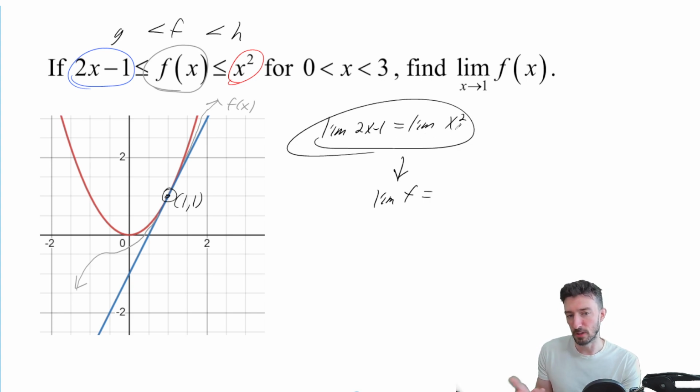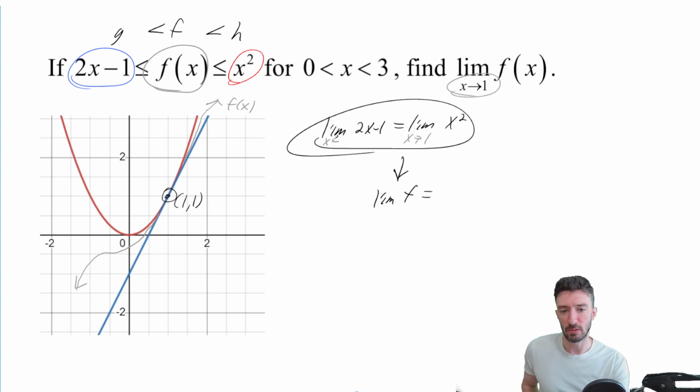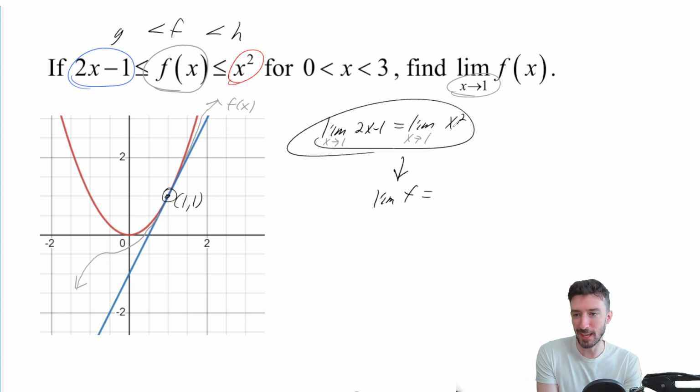So I got to take the limit of x squared as x gets closer to 1. And this one is x gets closer to 1. But for both of those, I can just plug in. So what you'll end up getting for both of those is 1. So because that comes out to 1, and because they both come out to 1, that means that the limit of f must be 1.